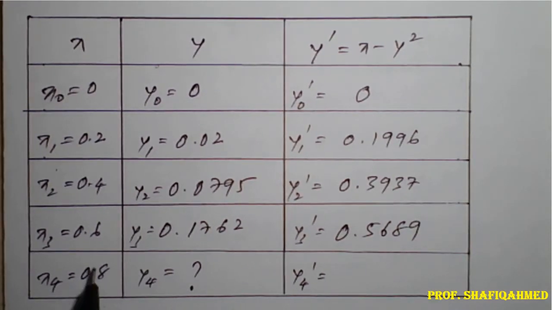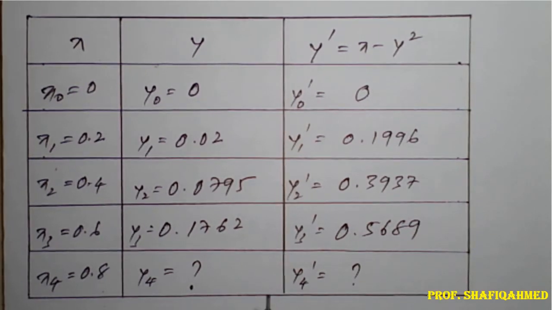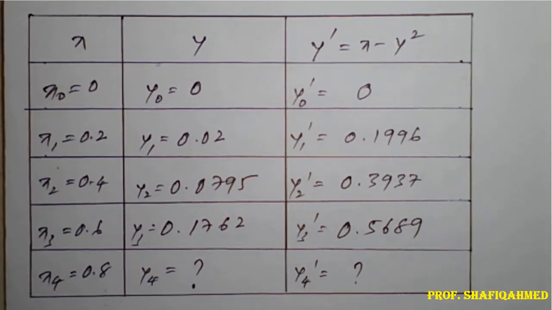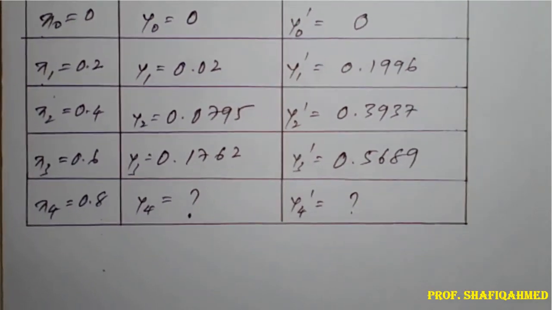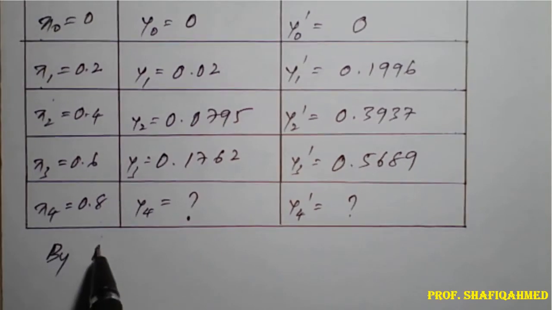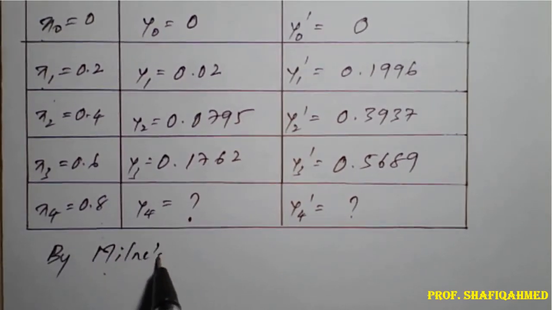So we know the value of x here. X is 0.8. Y4 we don't know, so we cannot find it. This is also a question mark. So this y4 dash and y4 we need to calculate by using Milne's method now.